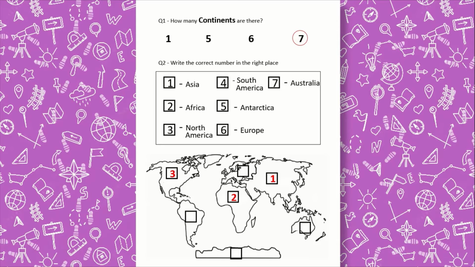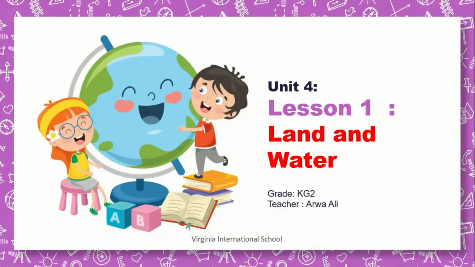Now what's downward? The south. So what animal lives in South America? The tropical bird. And where is South America? Right here. Correct. Next is number 5, Antarctica, which is all the way down and is full of ice where penguins live. Now number 6, Europe, where the pizza is. Where is number 6? Right here. Correct. Now the last one, number 7, where the kangaroo lives. Australia. Right here.